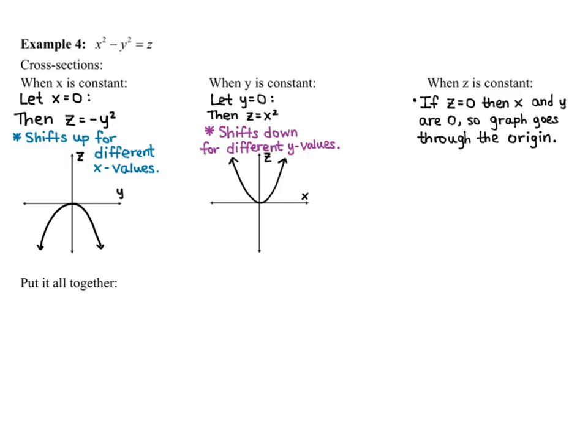Okay, our next possibility is when z is a constant c, then we get x squared minus y squared equals a constant, and that's a hyperbola. So it may have been a while since you've dealt with hyperbolas, so let's go ahead and review.